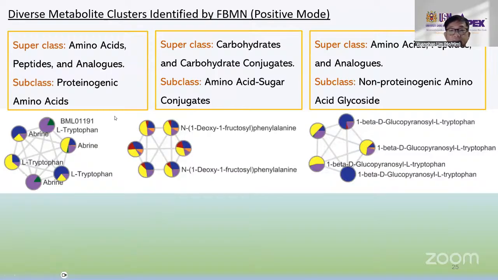So of course, this highlights one important advantage of untargeted metabolomics, as it captures the complete chemical landscape rather than focusing on only one group of compounds. So we can find the amino acids, some of the carbohydrates, as well as some of the peptides together with their analogs.